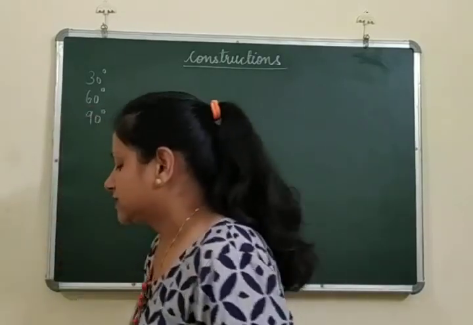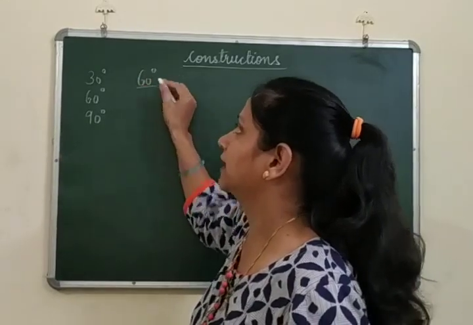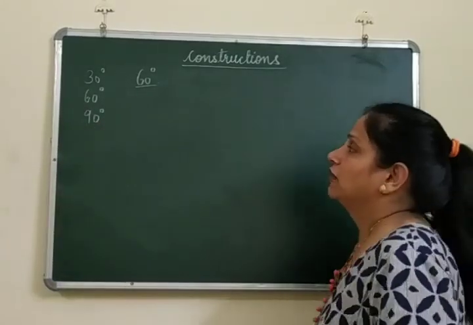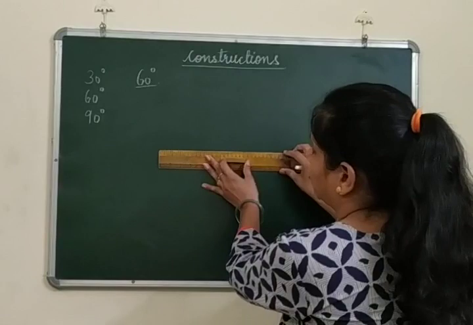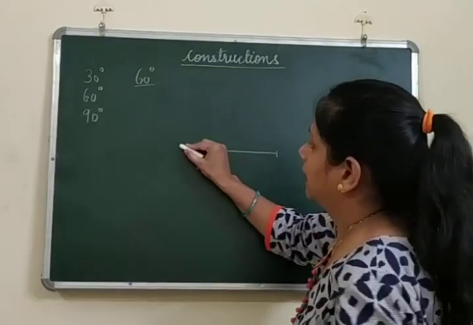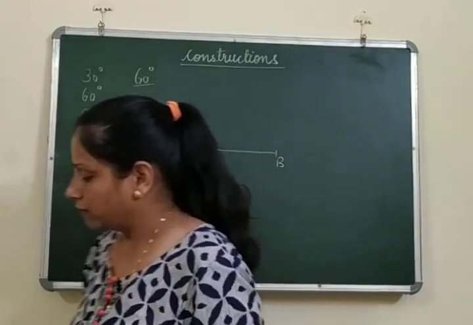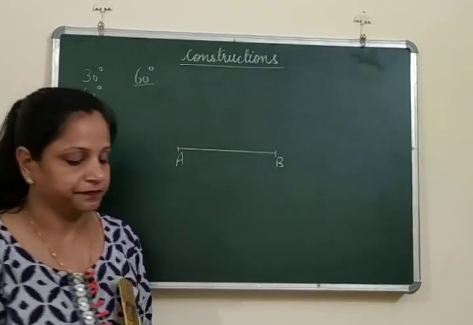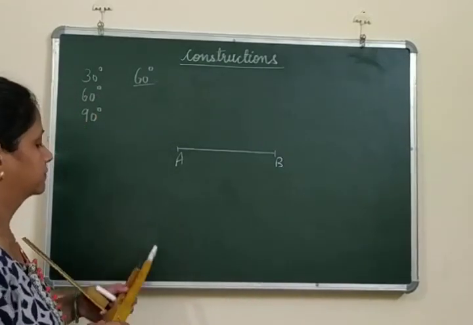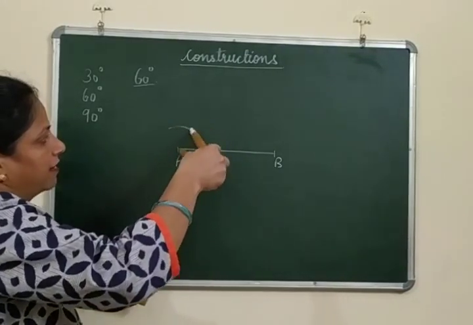Now, say for example, we are drawing an angle of 60 degree. So for that, what do we need? First of all, we will be drawing a line of any measurement. Let it be A and B. Then you take your compass, open any radius in the compass and put it on A and make an arc like this.